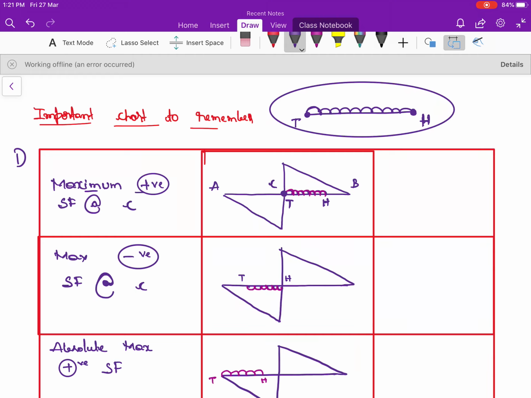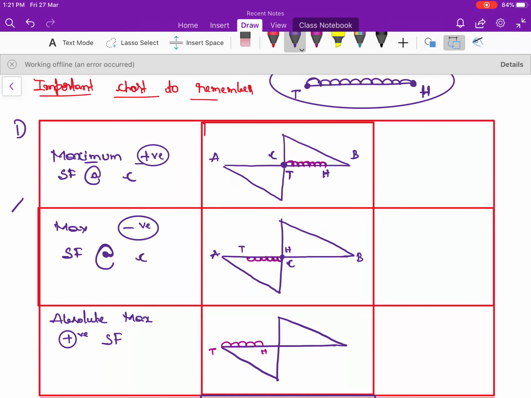Next, maximum negative shear force means you need to put it like this, so that the head is going to come at point C and the tail in the other direction, which is a negative shear force. You need to apply the load towards the top. Here you are applying the load towards the bottom. Please remember this pattern. It is very much important while solving the MCQs, or sometimes it may be directly given in the MCQs also.